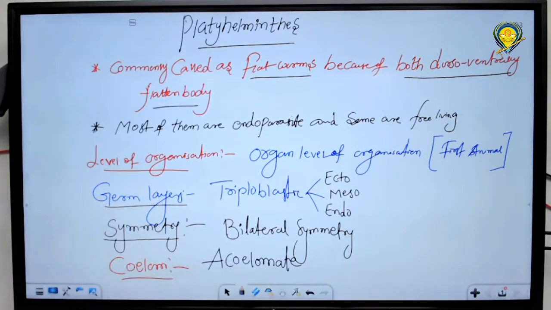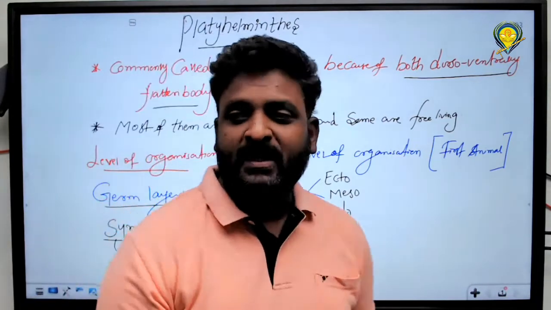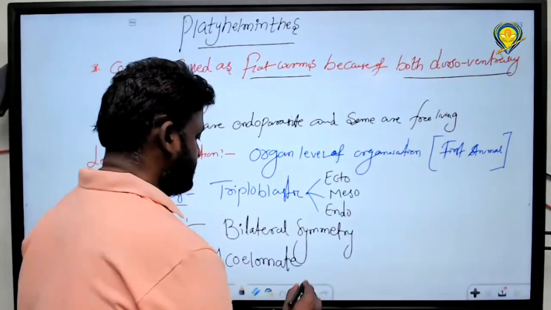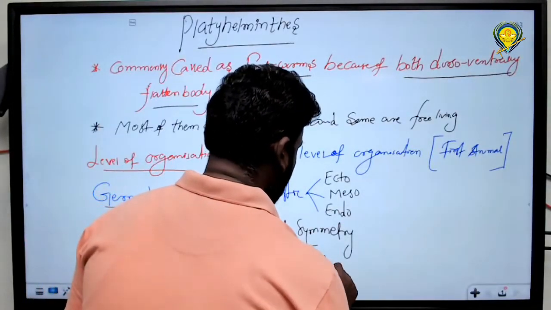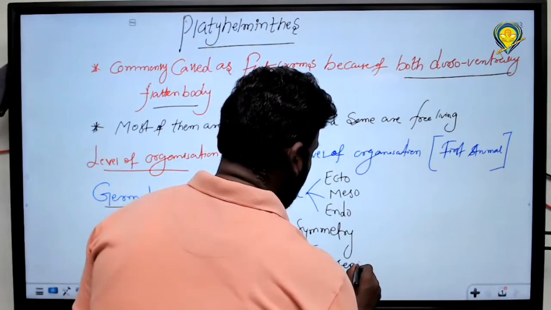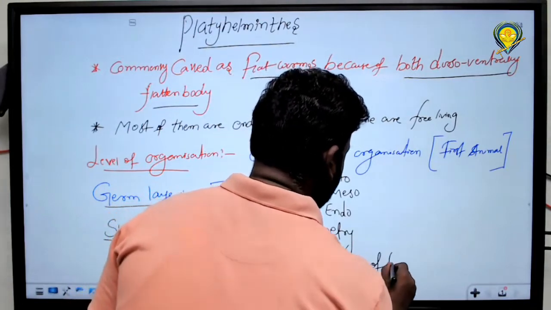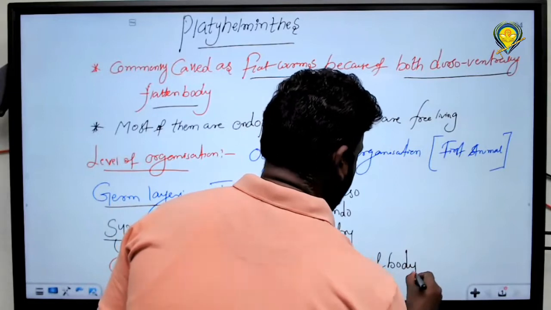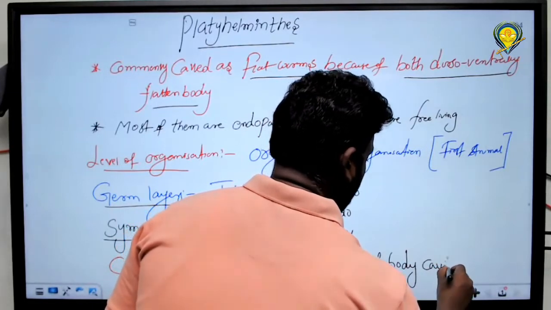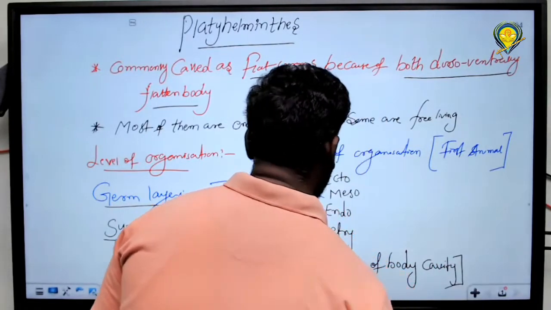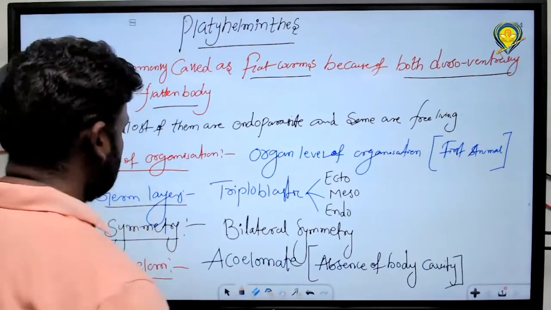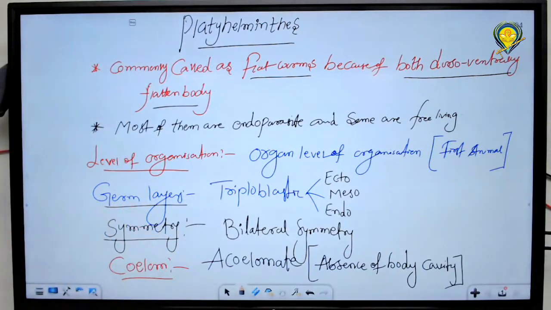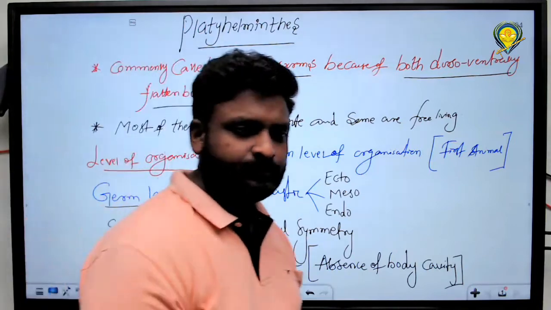Got it? Acoelomate means what? Absence of body cavity animals. Please write it in bracket: absence of body cavity. Very good. Right? This is what the major introduction is, right? All of you.